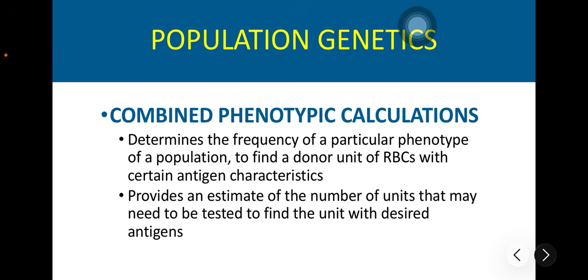Now let's talk about finding the compatible blood for patients. When a patient has multiple antibodies like anti-big C, anti-big E, and anti-big S, you must find a donor unit that is negative for all those antigens. To determine how many units you will likely need to screen, you apply the product rule. How it works: you multiply the individual frequencies of each negative trait together.